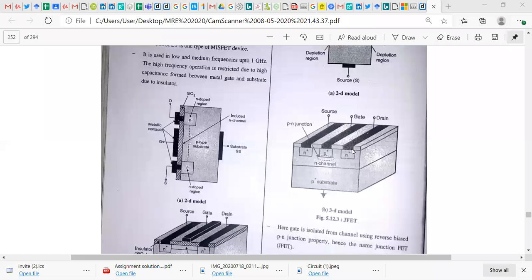Mehrab, which type of contact we construct in MOSFET? Mubin, sir, metal contact. It is not metal contact.